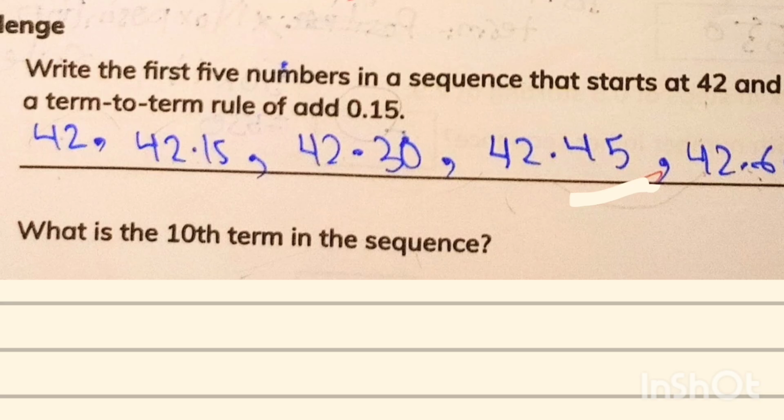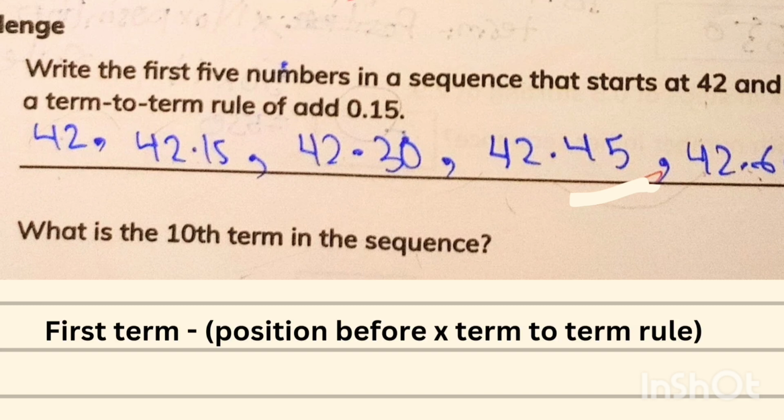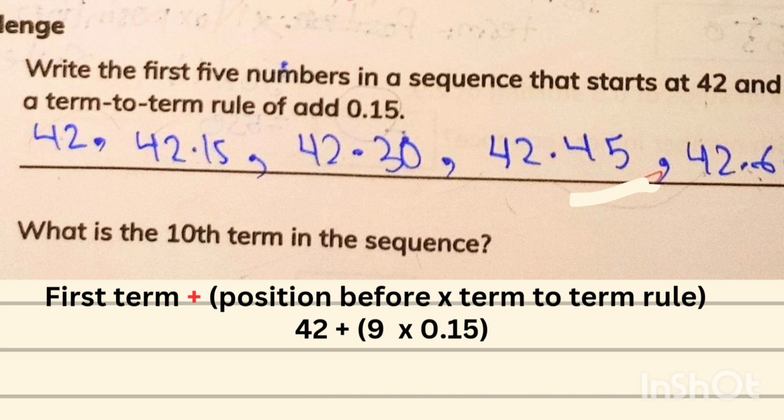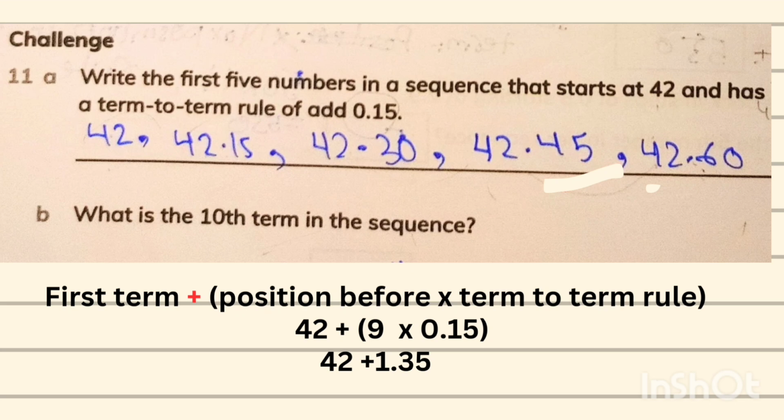Moving on, question 11. Write the first 5 numbers of the sequence. Just add 0.15. We have written the first 5 numbers. Now you are asked for the 10th term. This is the formula we use when we need to count the backward term. Just remove the negative sign and add the positive sign. Put values. First term is 42. The position before the 10th term is 9, and multiplied by 0.15, our term to term rule, gives 42 plus 1.35.